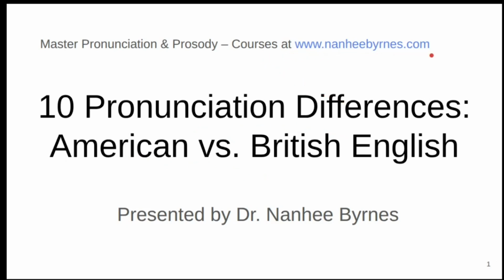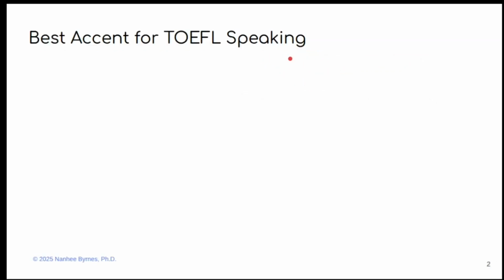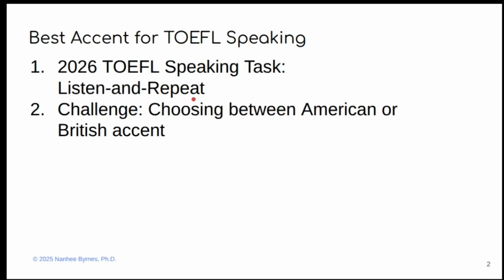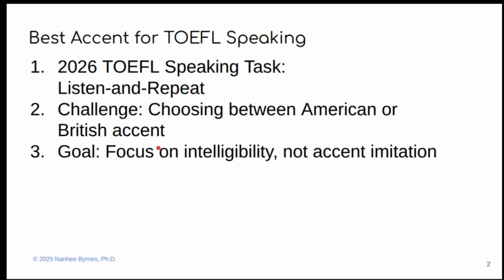Today, we're diving into the difference between American and British pronunciation. This is especially useful if you're preparing for the TOEFL Speaking section. Starting in 2026, the test includes a listen and repeat task. The challenge? Sometimes the speaker will have an American accent and sometimes a British accent. Now, don't worry, you don't have to copy the accent like an actor. TOEFL only cares about one thing: intelligibility.